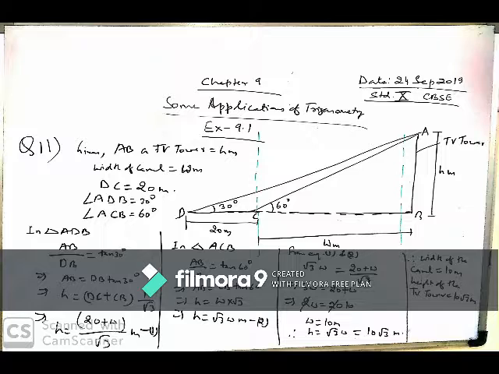So this is h. Now go for the other triangle ACB. In that also we can write AB by CB is equal to tan 60 degrees, or AB is equal to CB tan 60 degrees. AB is already h, and tan 60 degrees is equal to root 3, so it becomes root 3 CB, sorry, root 3 CB, not h. h is equal to root 3 CB. Now this h and this h are both the same, so we will equate them. So now root 3 CB is equal to (20 plus CB) by root 3.